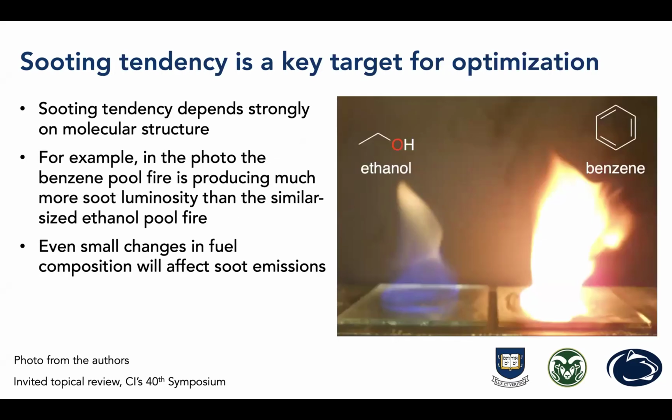Therefore, these are the reasons that sooting tendency is a key target for optimization of these fuels. Sooting tendency depends very strongly on molecular structure. For example, in the photo here, with the same amount of fuel, the benzene pool fire is much more sooty than the similar sized ethanol pool fire. And we found over time that even very small changes in fuel composition can strongly affect soot emissions.